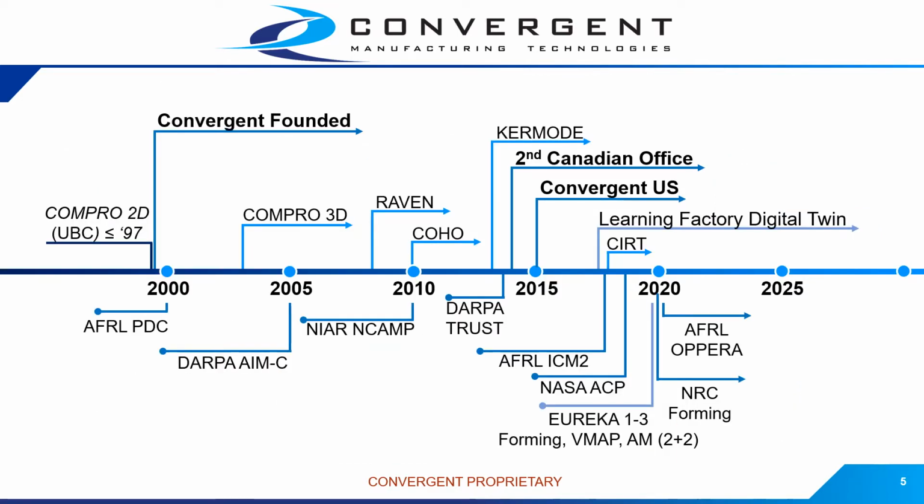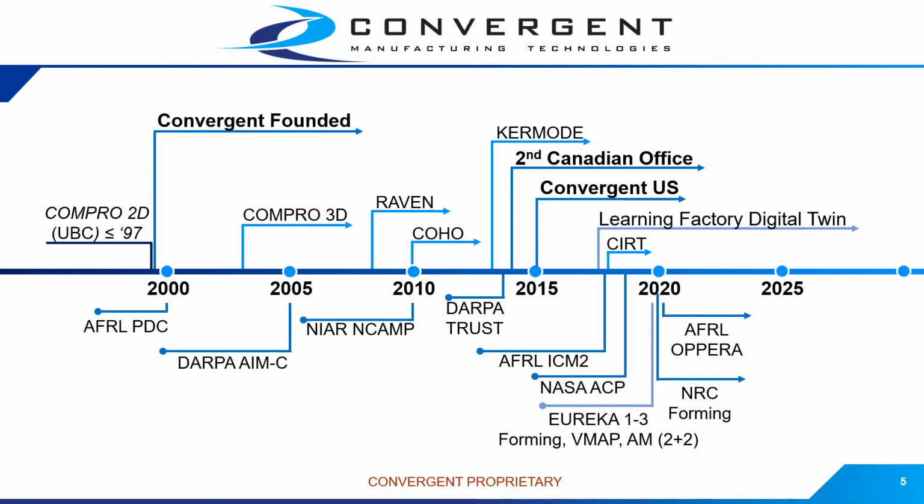So a little bit of a history of Convergent. Convergent actually started as a set of PhD theses at UBC as Compro 2D before 1997. And then Convergent was founded. And since we've been founded, as you can see at the bottom of the timeline here, we've worked with a number of government projects, including the Air Force Research Laboratory and DARPA and NASA in the US. We've worked with the National Research Council of Canada on various projects over the years as well, and the Eureka projects, some of which are international collaborations as well. So we work worldwide. Our government and our customer affiliations are worldwide as well.